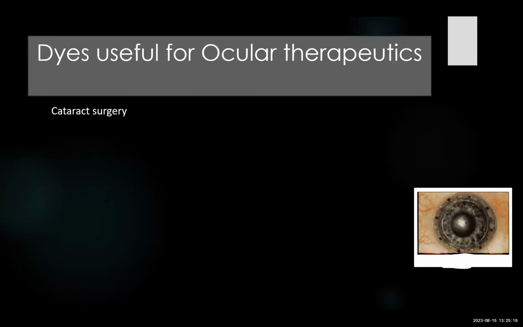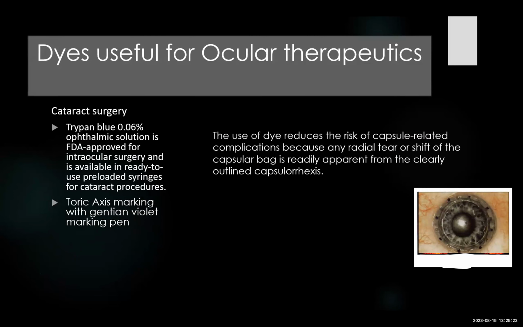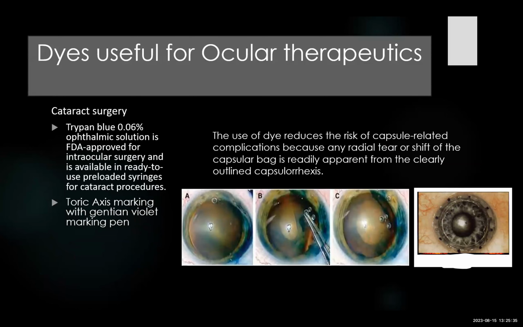Another dye in use, we'll go to the surgery aspect. Trypan blue 0.06% is FDA approved, and it is used for anterior capsular rhexis, as it gives you very good visualization of the capsulorhexis, thus improving the surgical outcome. Also, we have a gentian violet marking pen for toric axis marking.